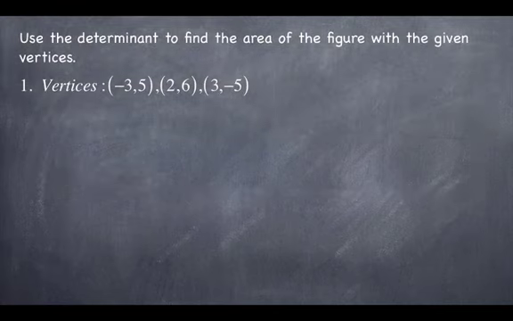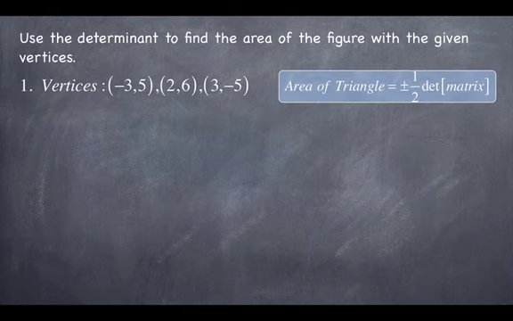It says use the determinant to find the area of the figure with the given vertices. So this is what you're going to do. You're going to use this formula. The area of a triangle given these three vertices is given by the formula you see there: plus or minus 1/2 the determinant of a matrix, the matrix that is generated by these vertices.